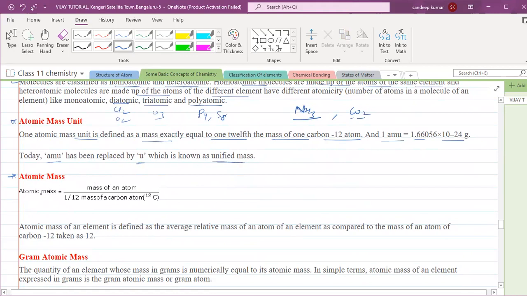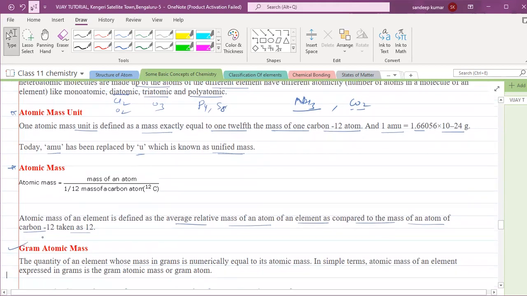So here, atomic mass actually is the mass of one atom divided by 1/12th of the mass of a carbon-12 atom. The atomic mass of an element is defined as the average relative mass of an atom of an element as compared to the mass of an atom of carbon-12, taken as 12.